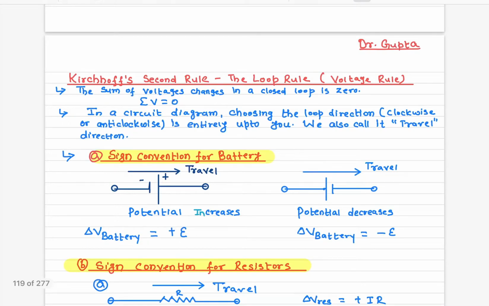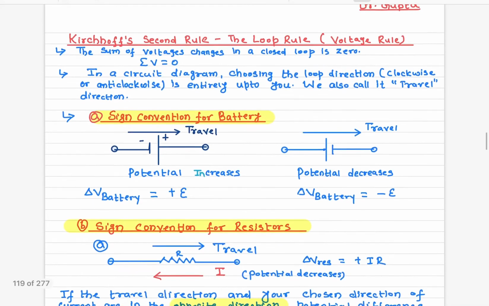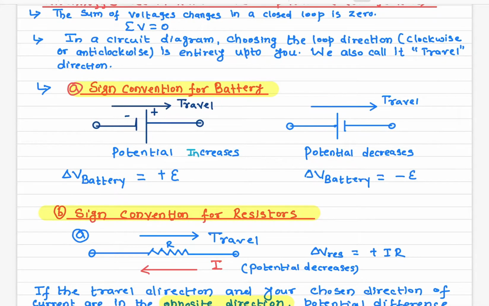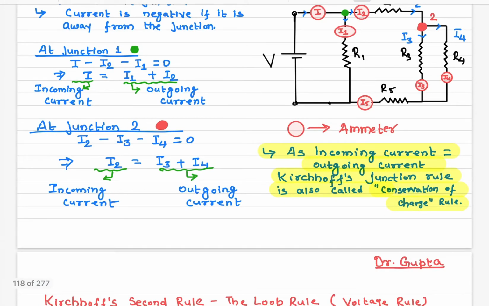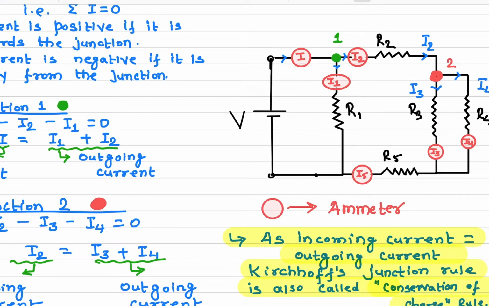But there are some sign conventions you have to follow. When I say sign convention, you have to regard a certain direction as positive and the other direction as negative. So the first thing you have to do whenever we're solving Kirchhoff's rule is assign the travel or loop direction. For example, in this case, I can consider this as a loop direction, or I can consider the opposite way as a loop direction.